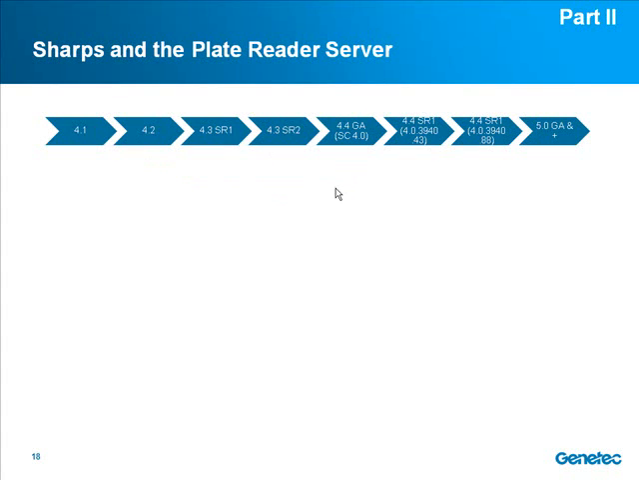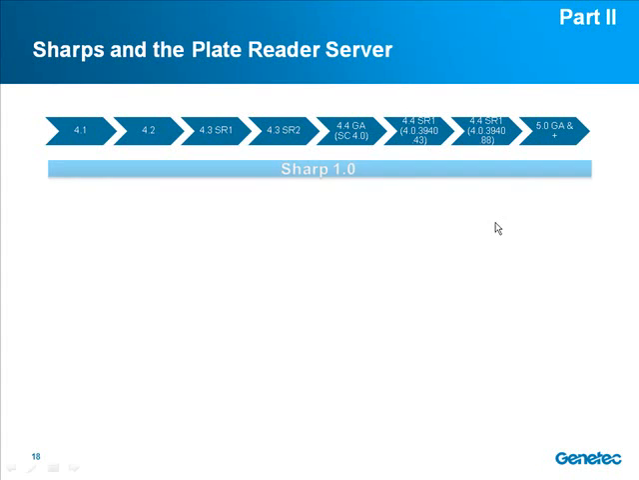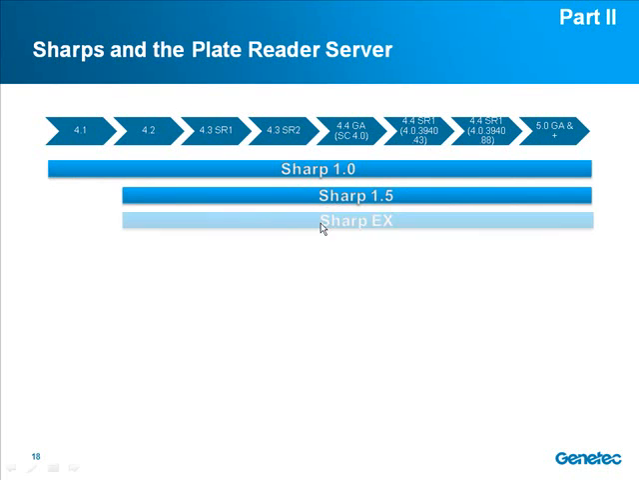So if we take a look at which versions of the Plate Reader Server software will run on which models of Sharp cameras and systems, there are a few important details to point out. As you can see, a Sharp XGA 1.0 camera can run on any version of the PRS software. We started supporting the Sharp 1.5 and Sharp EX, or blind Sharps, as of PRS version 4.2.